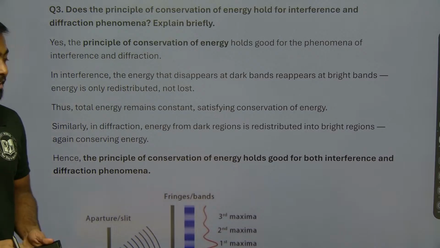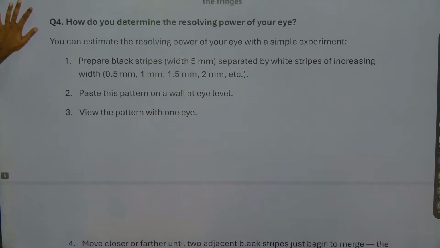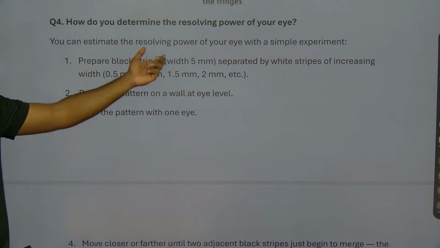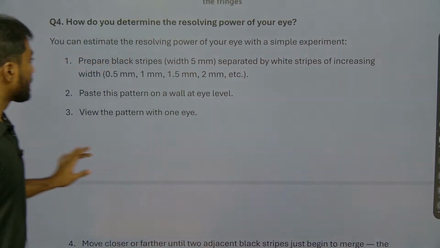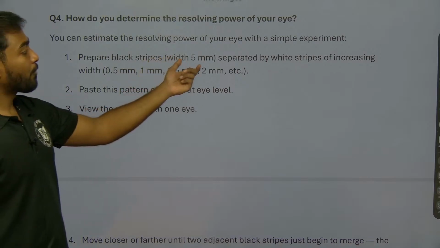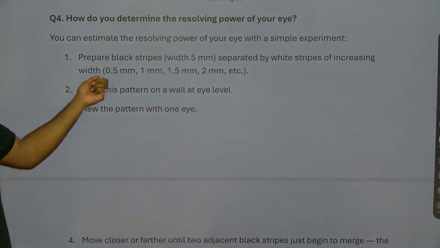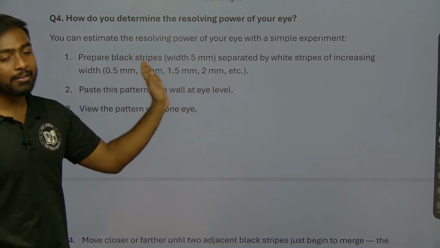We'll go for the next question. How do you determine the resolving power of your eye? You can estimate the resolving power of your eye by doing a simple experiment. Prepare black strips of width 5 millimeter, separated by white strips of increasing width of 0.5 millimeter, 1 millimeter, 1.5 millimeter, 2 millimeter and so on.